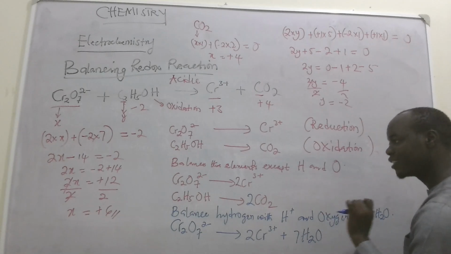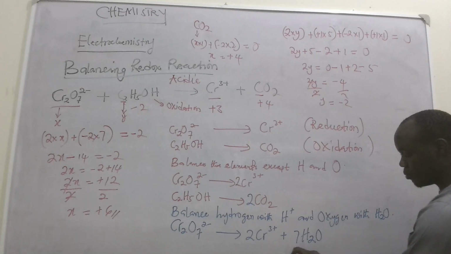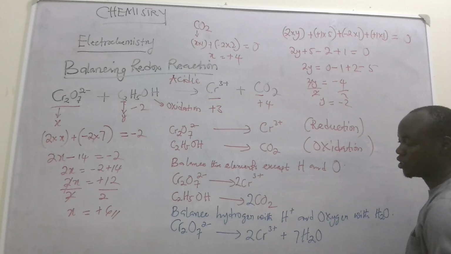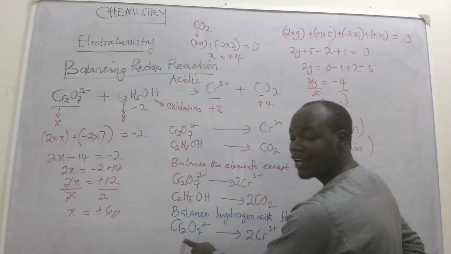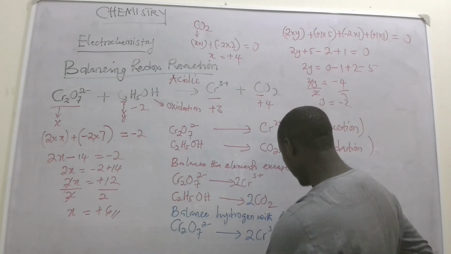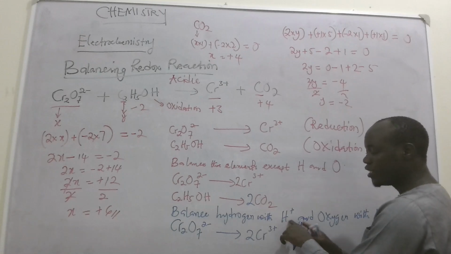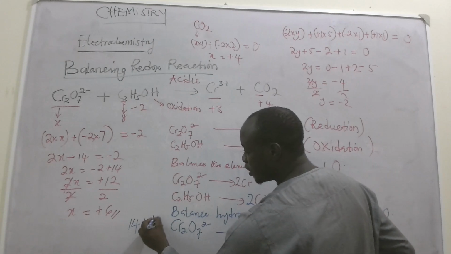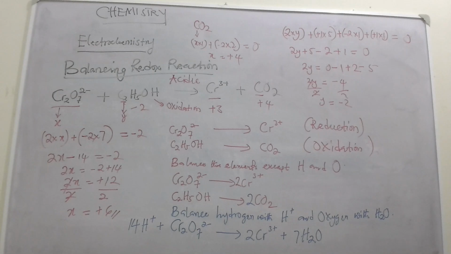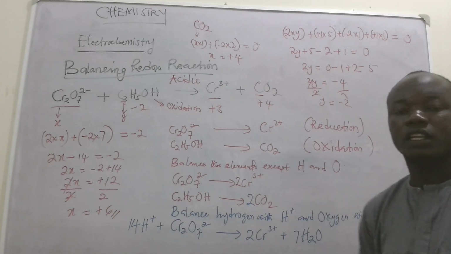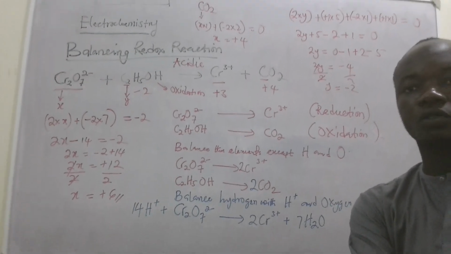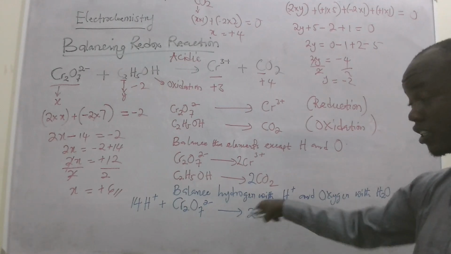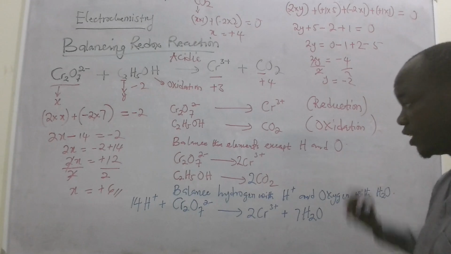So then what next? We now have the balanced oxygen. So how many hydrogen do we have here? We have 14 hydrogen. So we have to add it here in the reactant because it is in the product. Since they are hydrogen, we have to balance it with hydrogen ion. So therefore we are now going to have plus 14 hydrogen ions. So you see now the number of hydrogen and oxygen is now balanced in the first reduction reaction.